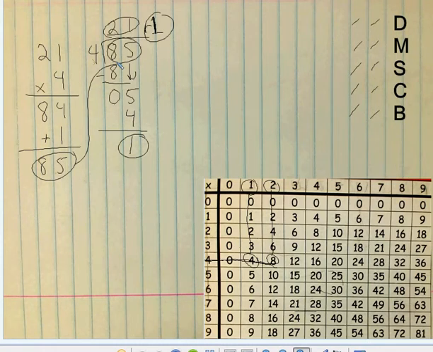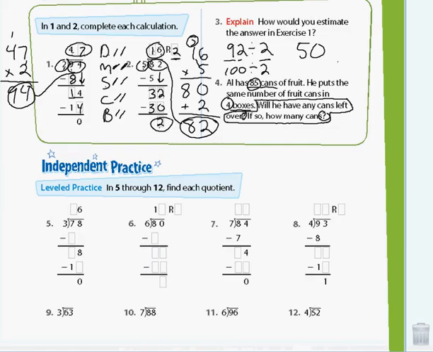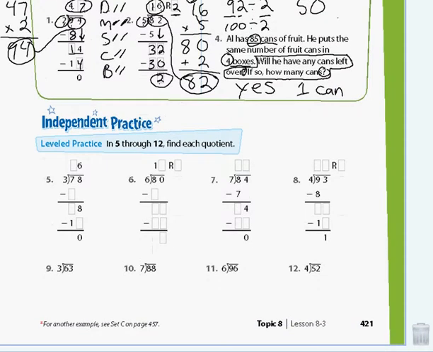So that means I can go back to my page over here and we can answer this question. Will he have any cans left over? And the answer is yes, he does. He has 1 can left over. Okay. I'm going to go through and do all the even problems, and you'll go back and do the odd problems.